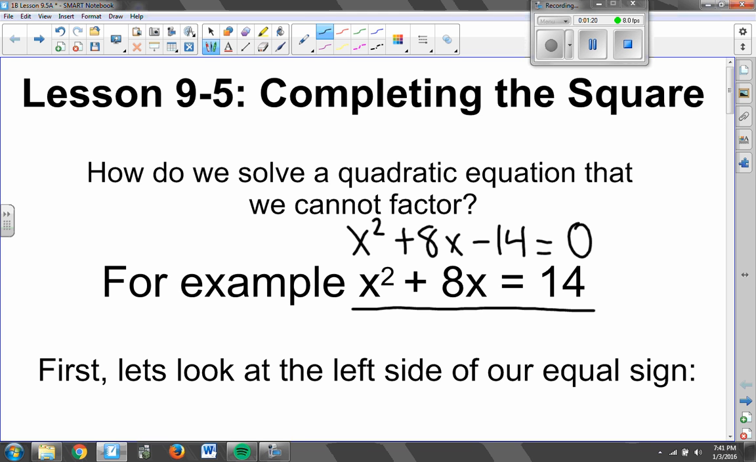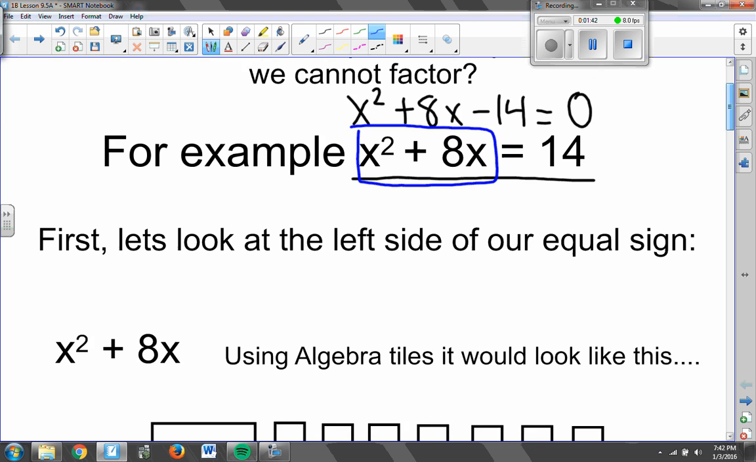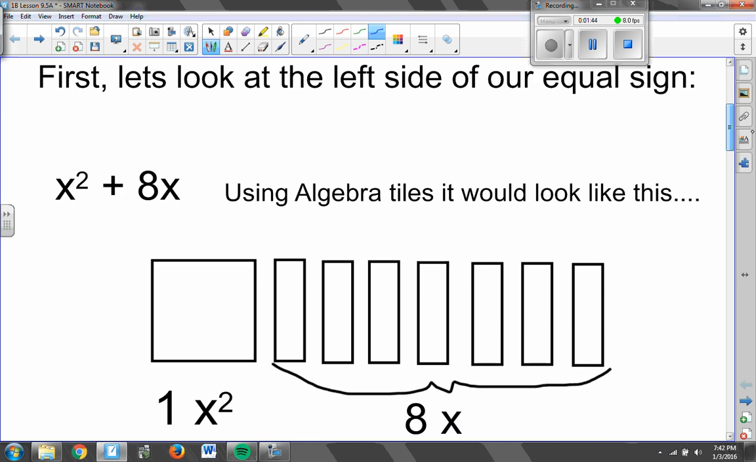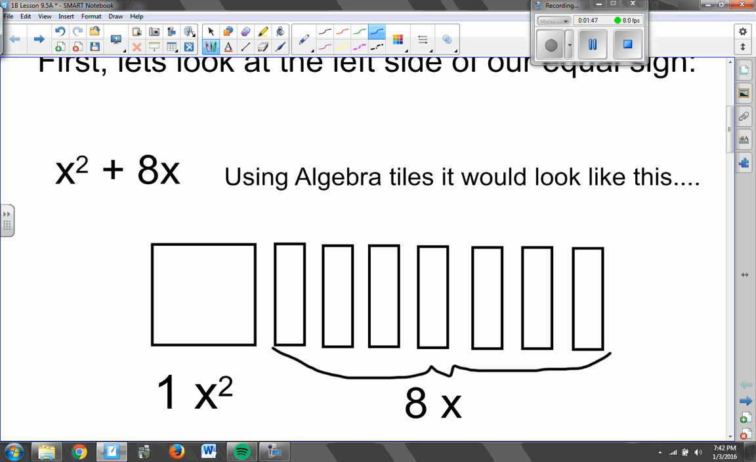I do think completing the square is definitely easiest to understand if you think of it visually. So we're going to look specifically at the left side of this equal sign, at x squared plus 8x. Now, if I were to give you that picture in algebra tiles, it would look like this. I don't know if you've used algebra tiles before, but those are the pictures that I'm going to be drawing for you. You're welcome to use algebra tiles in class when you're working on problems if you want to.